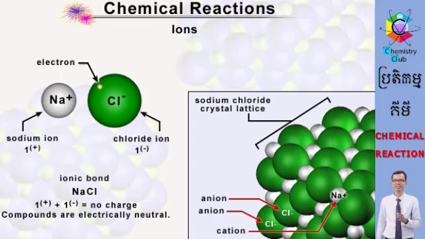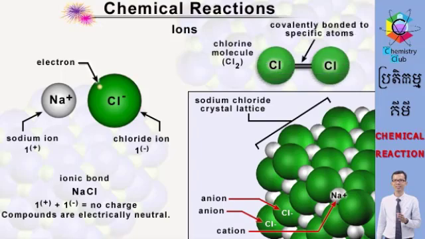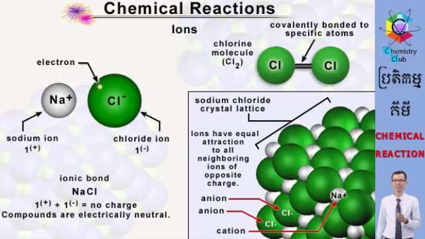The nature of the crystal lattice means that most ionic compounds do not exist in discrete units like covalently bonded molecules do. For example, a chlorine atom in a diatomic chlorine molecule is covalently bonded to another specific chlorine atom, forming a discrete unit. But a chloride anion in a sodium chloride lattice is equally attracted to all of its neighboring sodium cations by ionic bonds.